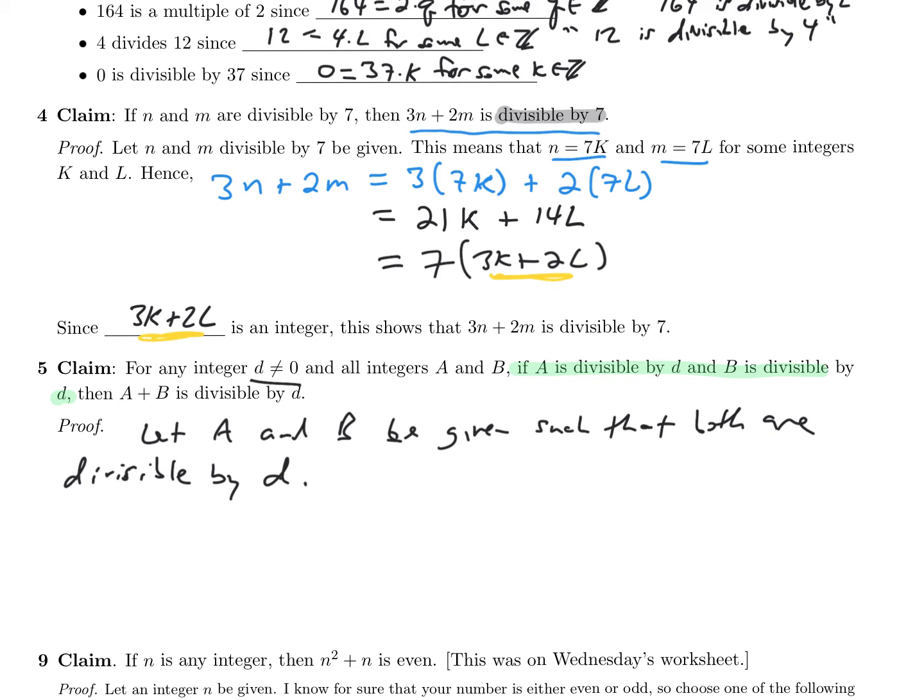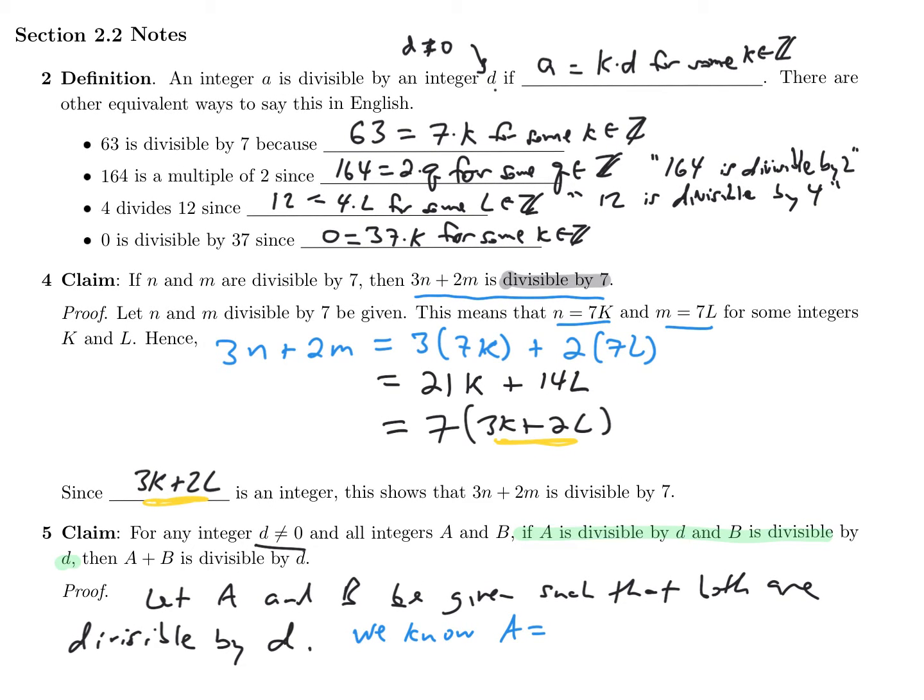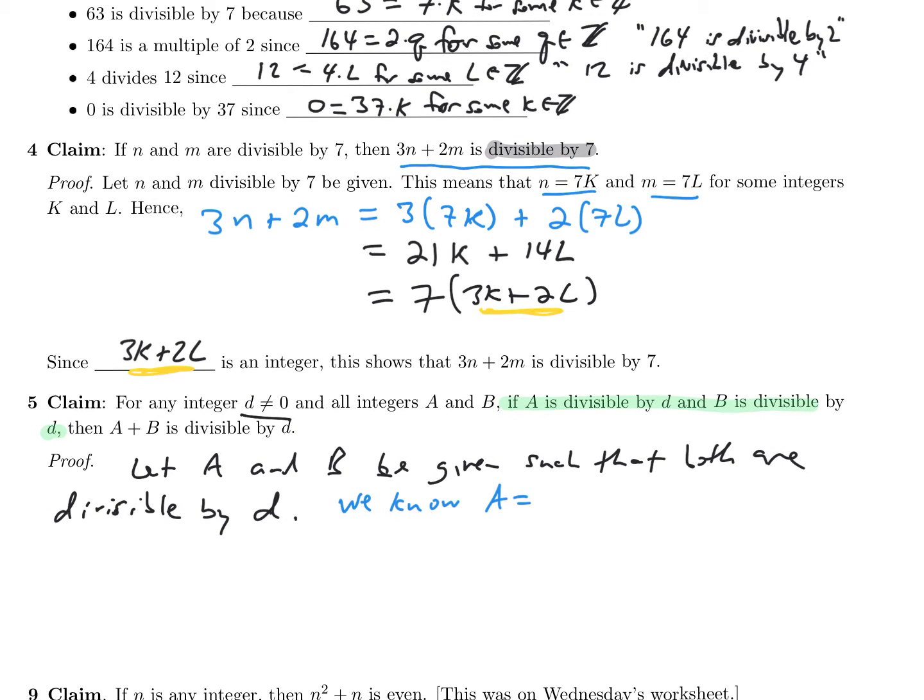My second part here will be to say what I know about that. We know that means that A is a multiple of D. So if I write it the same way I did above, you remember up here, in the definition I wrote A equals K times D. So I'm going to write exactly that same thing here. A equals K times D, and B equals L times D. Gives a different letter, for some integers K and L. So that's what it means for A and B to be divisible by D.